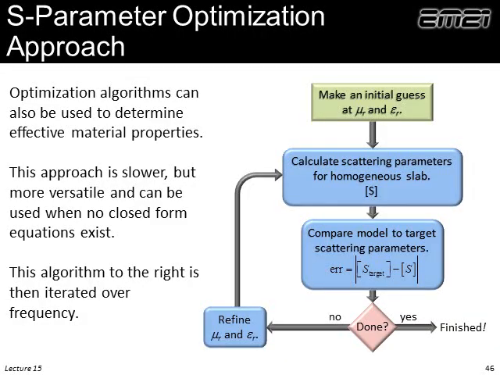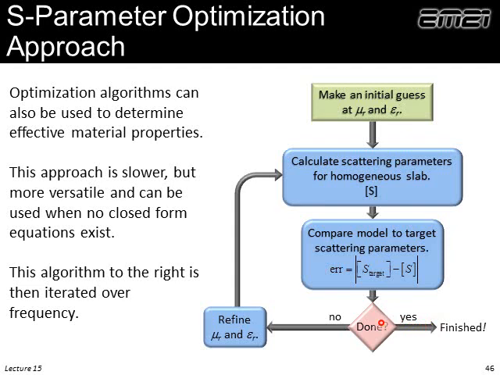So here's a quick block diagram of how this could happen. We'll start off and make an initial guess at the effective material properties, mu and epsilon. Then what we'll do is we will model a homogeneous slab made of those materials. We'll calculate the scattering parameters. At that point, we will compare those scattering parameters to some target scattering parameters. So these are either measured in the lab or simulated from the actual metamaterial, and we compare that to what we just got for this homogeneous slab. And if they match, hey, we're done.